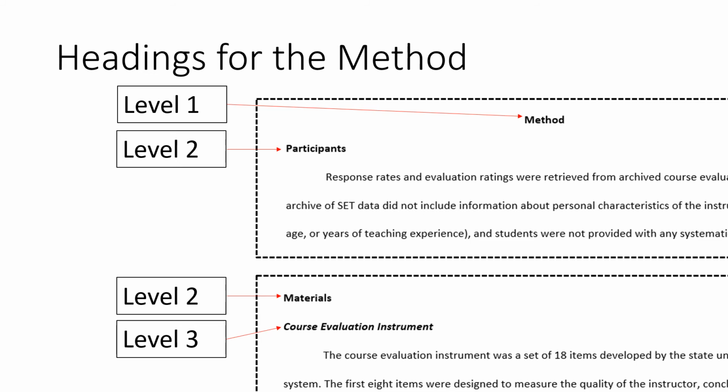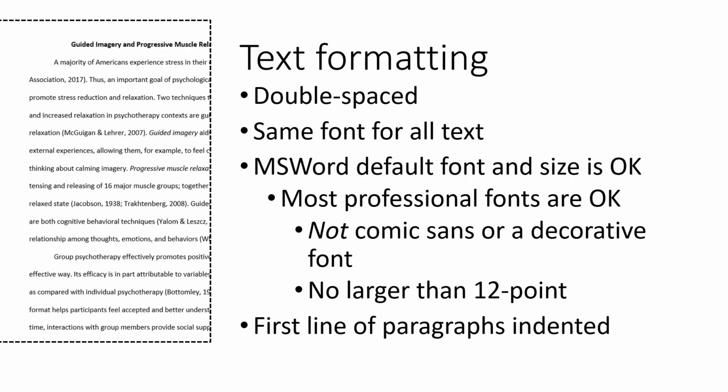The method section includes a level 1 heading that's the word method, singular, and level 2 headings for the common subsections. I didn't include the procedure on this slide because the formatting is the same as the other level 2 headings. Note, though, that it is also singular. In other words, it's procedure. You can also use a level 3 heading for each measure in the materials subsection. Materials is plural, by the way.